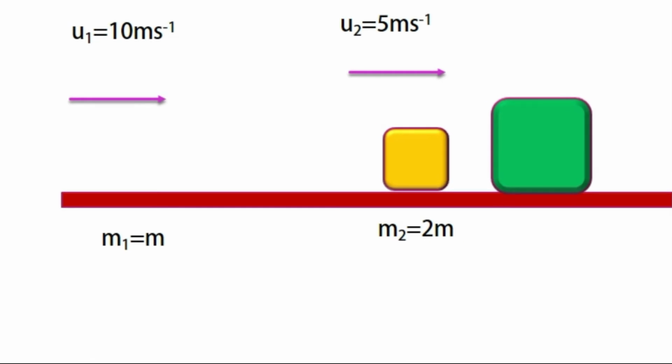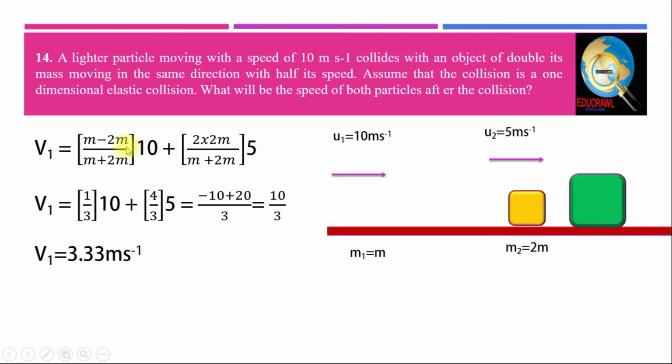Substituting the values we get V is equal to (m minus 2m) divided by (m plus 2m) into 10 plus 2 into 2m divided by (m plus 2m) into 5. So simplifying, you get V1 is equal to minus 1 by 3 into 10 plus 4 by 3 into 5, which is equal to minus 10 plus 20 divided by 3, which is 10 divided by 3. The answer of V1 is 3.33 meter per second.